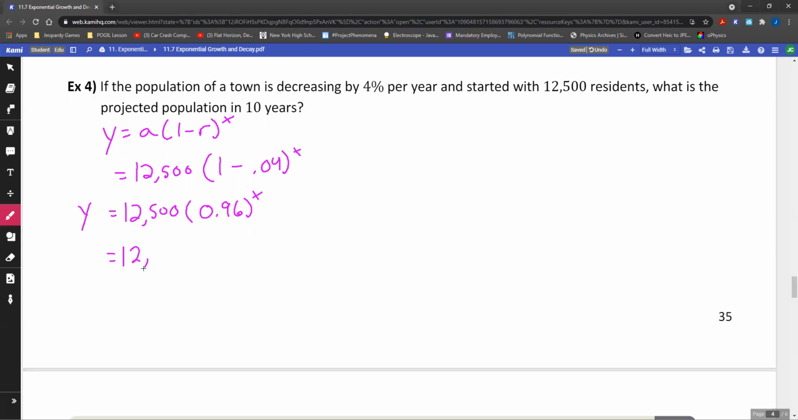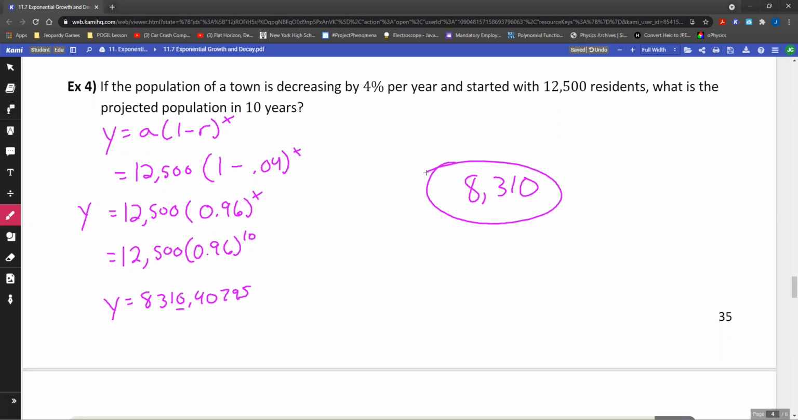They want us to estimate after 10 years. So we're going to plug in 10 for X. So 12,500 times 0.96 to the 10th power gets us 8310.40795. Obviously, we're going to round to the nearest whole number. So I'm rounding this. 4 is less than 5. So it's going to go all the way down to 8,310 people.